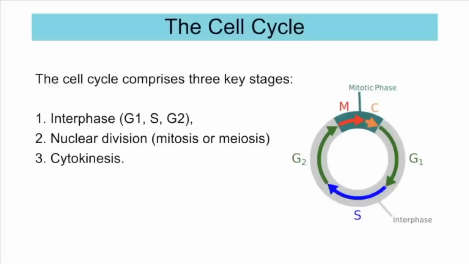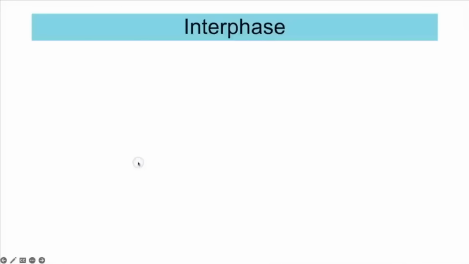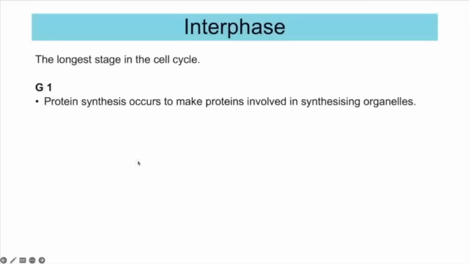The cell cycle comprises 3 key stages. We have interphase, split into G1, S phase, and G2. Then there's the nuclear division, which is either mitosis or meiosis, and then finally cytokinesis. So let's begin with interphase, and this is the longest stage of the cell cycle.